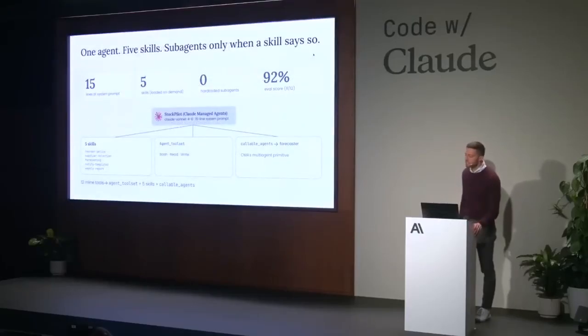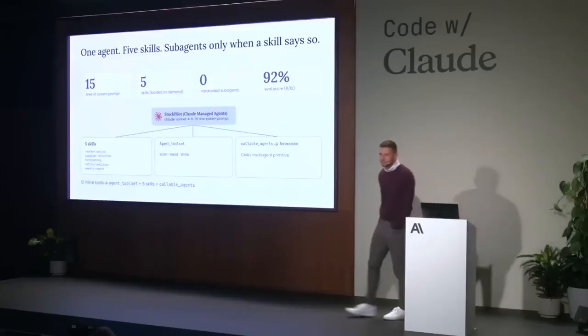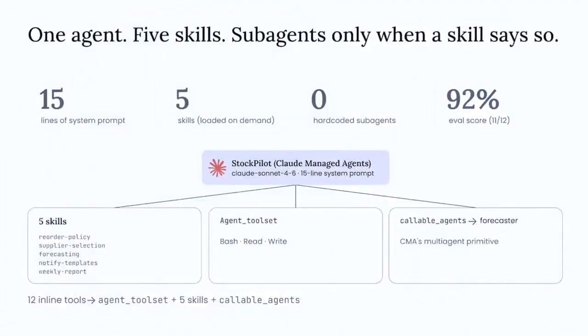Okay, so let's look at the architecture that we ended with. Again, refreshing us, we started with an orchestrator, system prompt of about 400 lines long.